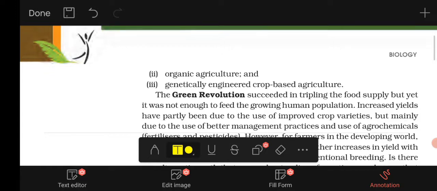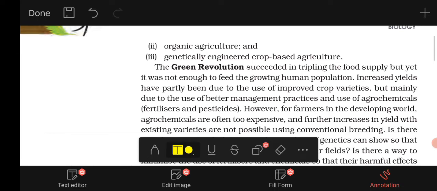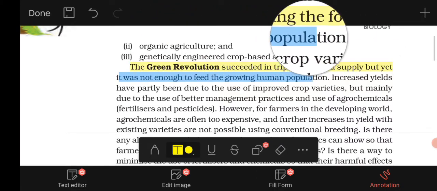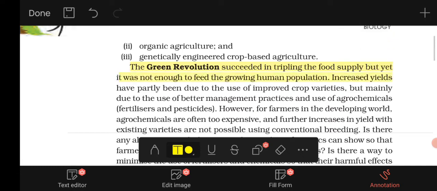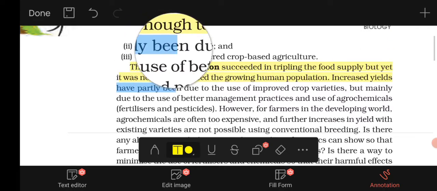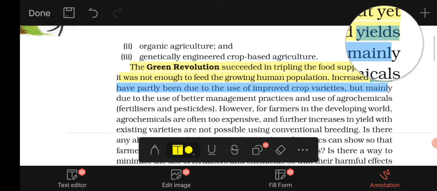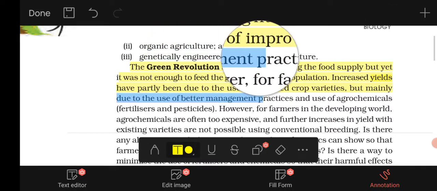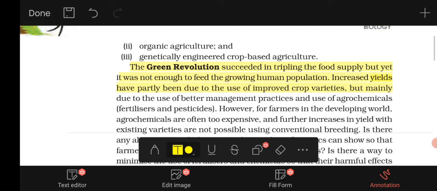So the green revolution succeeded in tripling the food production, but yet it was not enough to feed the growing human population. The increased yields have partly been due to the use of improved crop varieties, but mainly due to the use of better management practices and use of agrochemicals, that is fertilizers and pesticides.